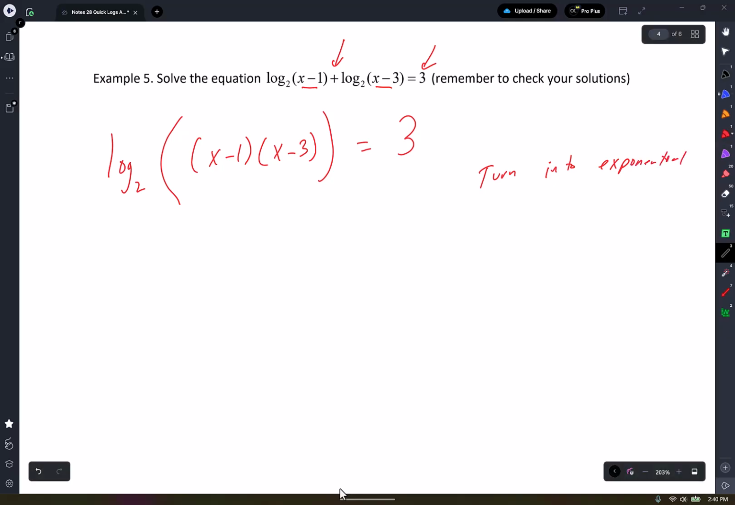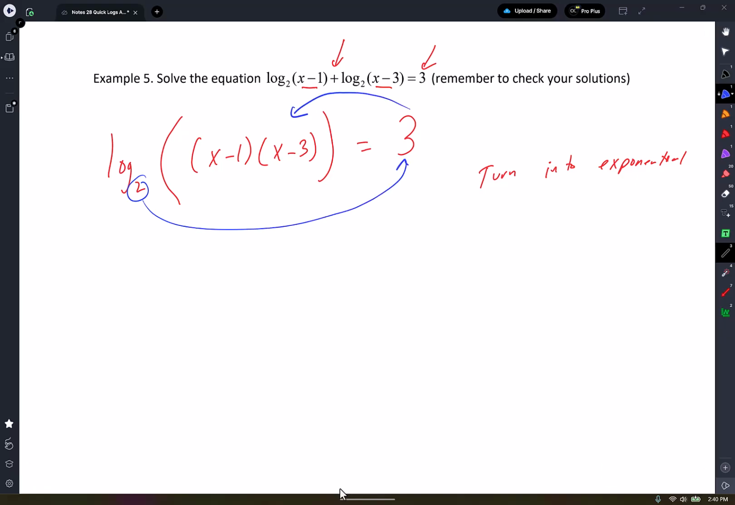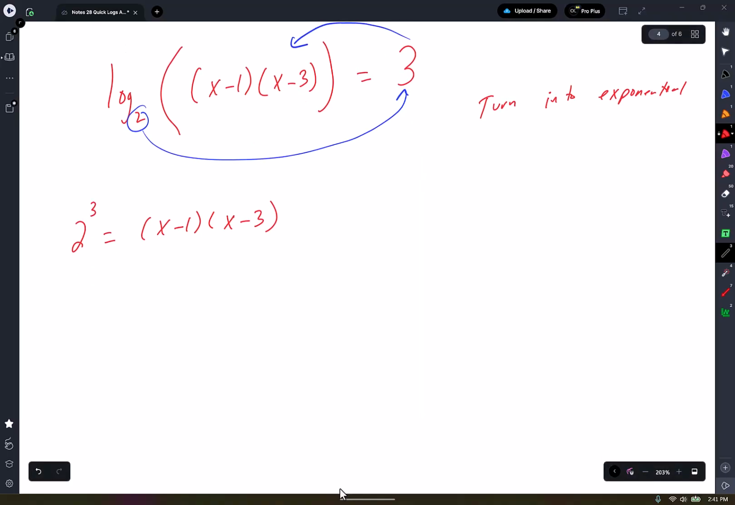So here we go. Base 2 to the power 3 equals what's on the inside. 2 to the power 3 equals (x minus 1)(x minus 3). Are we still okay? So far, I don't need a calculator. 2 to the third power: 2 times 2 is 4, 4 times 2 is 8.